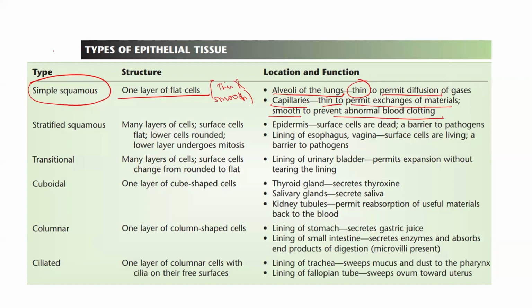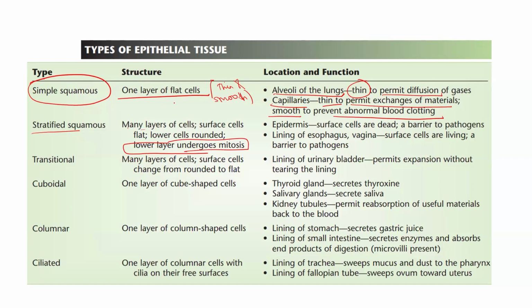So by understanding the structure of any type of epithelium, we can understand the location and function of that particular epithelium. Stratified squamous consists of many layers of cells. Surface cells are flat, lower cells are rounded, and the lower layer undergoes mitosis. This is important: it is the lower layer that undergoes mitosis. If the cells on the upper layer are worn off, they are replaced by new cells formed by the mitosis of the lower cells.